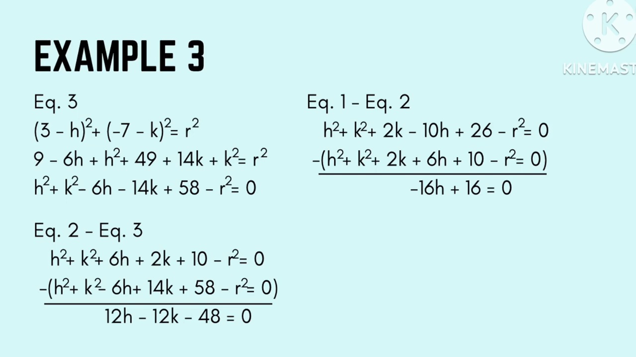So let's move on to equation number 3. So we have (3, -7). So we will have (3 - h)^2 + (-7 - k)^2 = r^2. So we will have 9 - 6h + h^2 + 49 + 14k + k^2 = r^2. And it will become h^2 + k^2 - 6h + 14k + 58 - r^2 = 0.